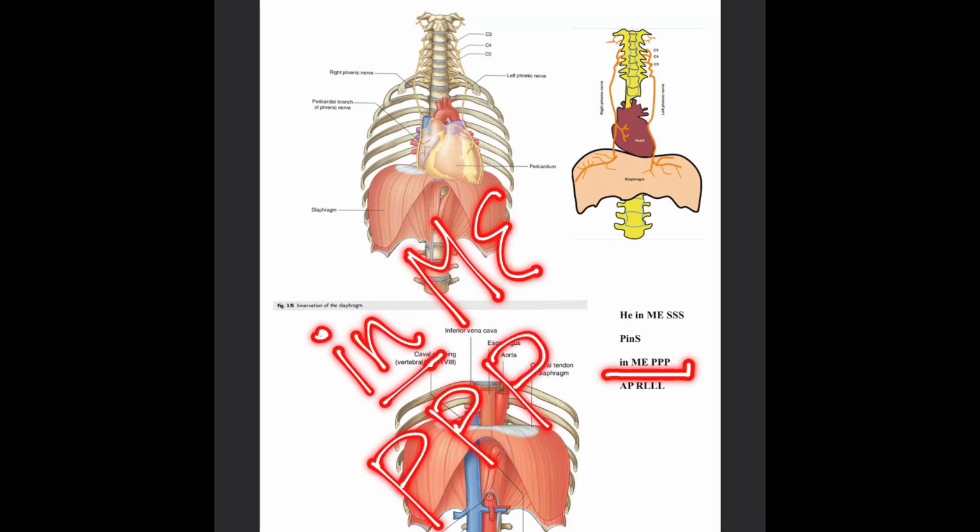Again I repeat, the mnemonic is IN, ME, triple P. IN stands for intercostal arteries, lower 5 intercostal arteries. M stands for musculophrenic arteries. E stands for epigastric arteries, superior epigastric arteries. P stands for superior phrenic arteries. The second P stands for inferior phrenic arteries, and the third P stands for pericardiophrenic arteries.